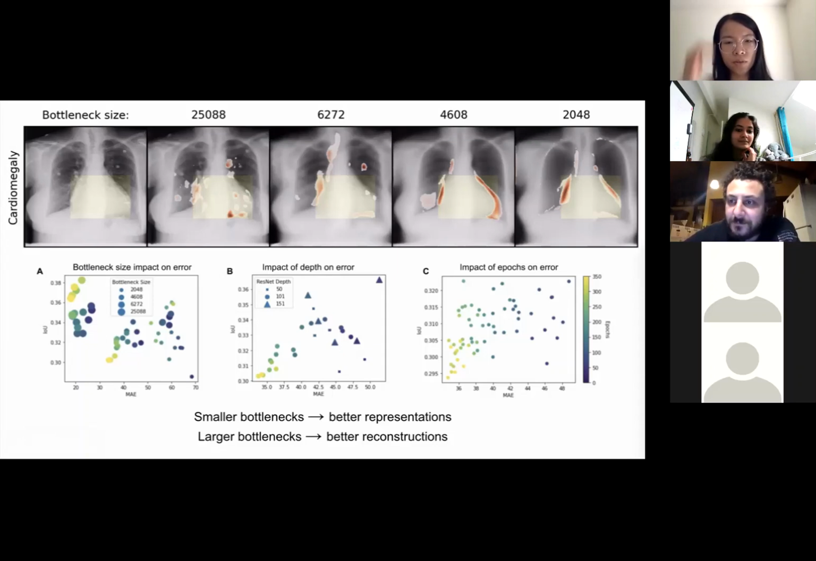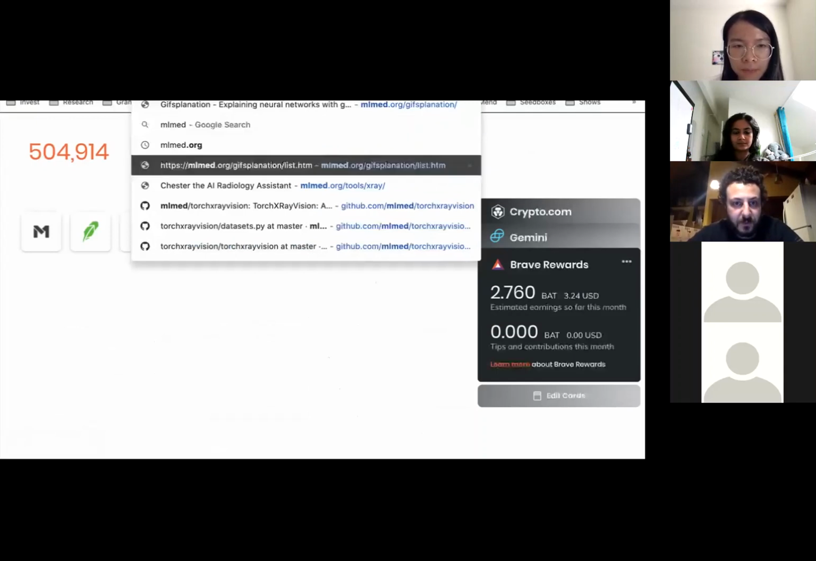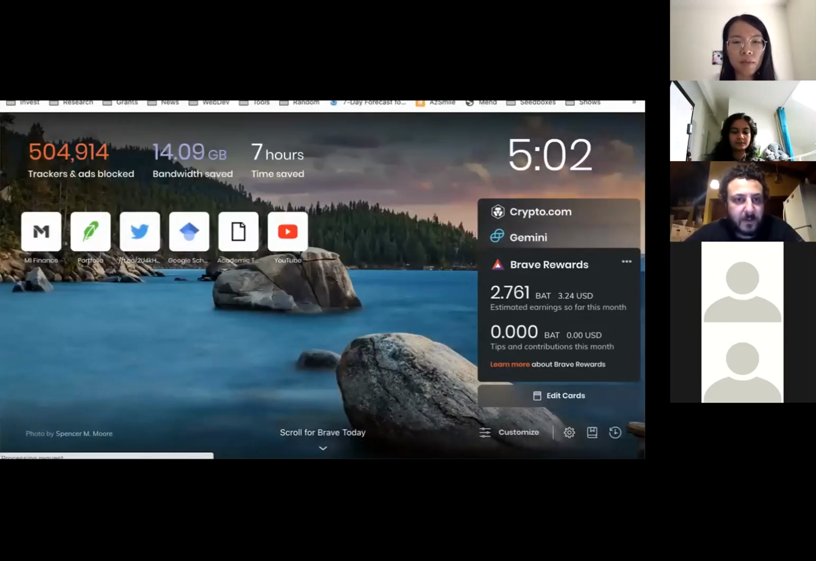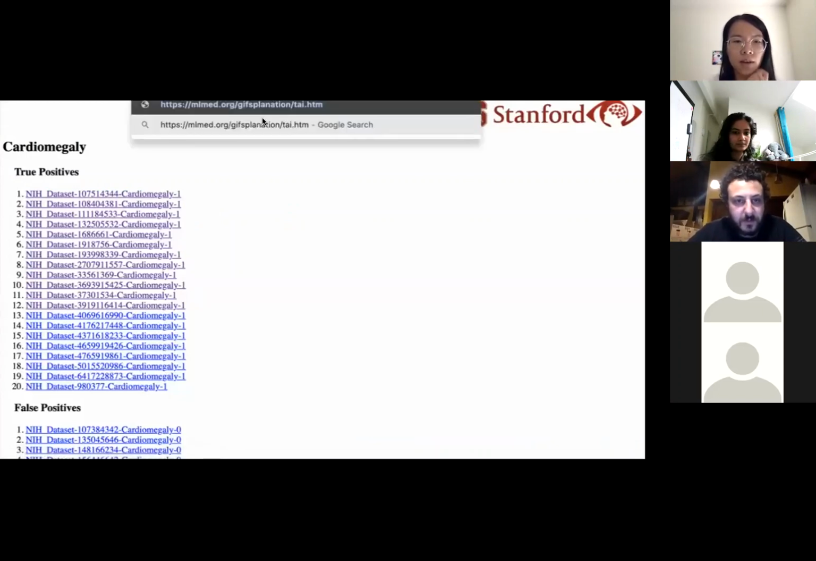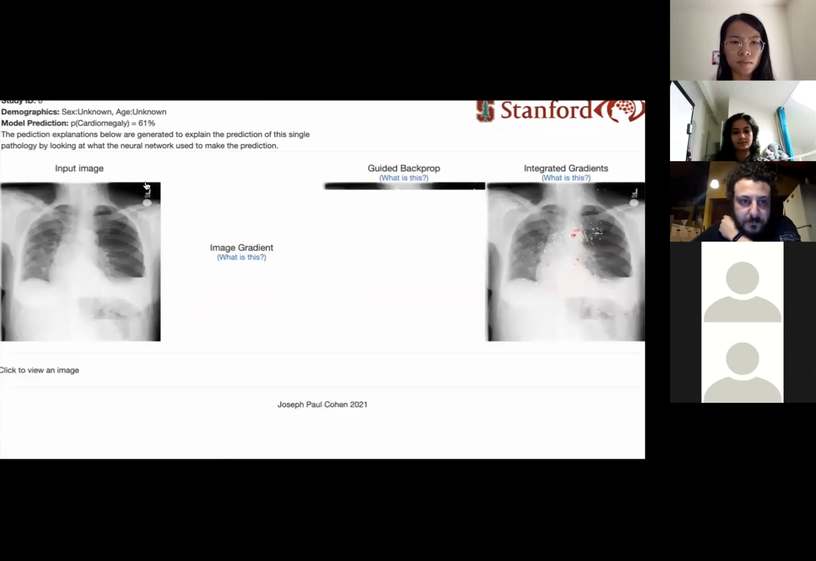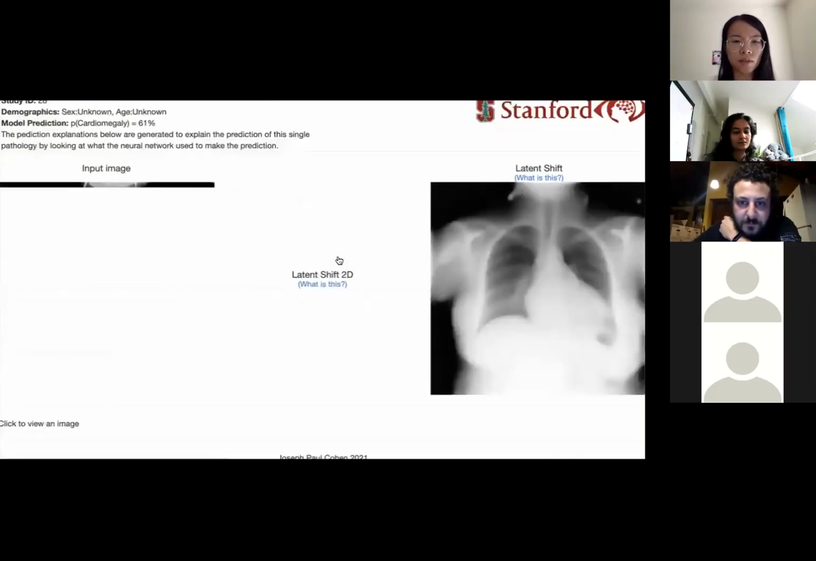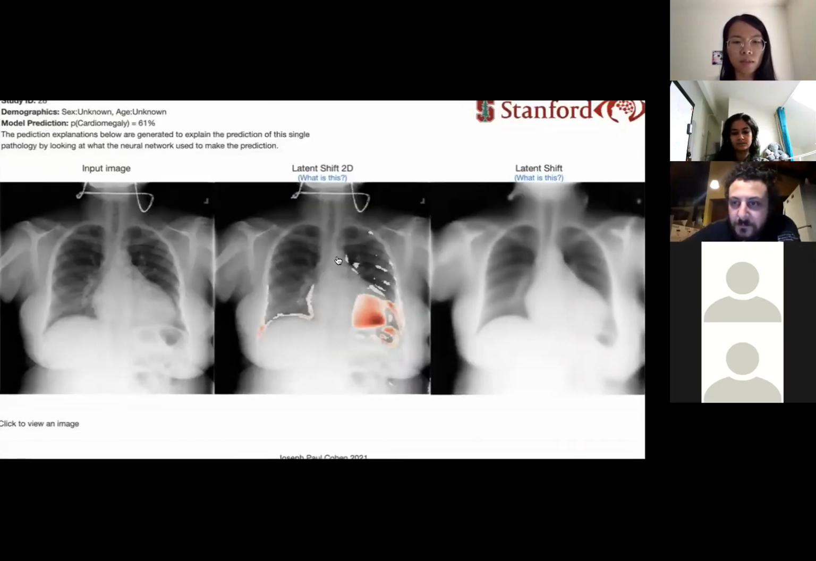One quick question. When you were doing the reader analysis, you presented the 2D image to the readers instead of the GIF, right? Well, we presented both. Oh, you presented both. Yeah, because I'm thinking that for example, for enlarged heart, because you are subtracting the maximum image from the minimum constructed image, that's why the latent shift saliency map is surrounded on the outside of the heart.